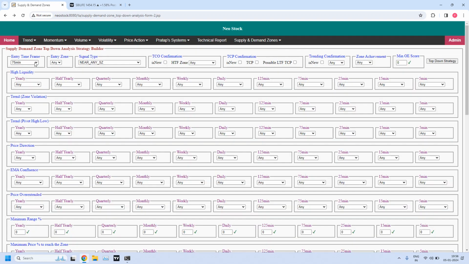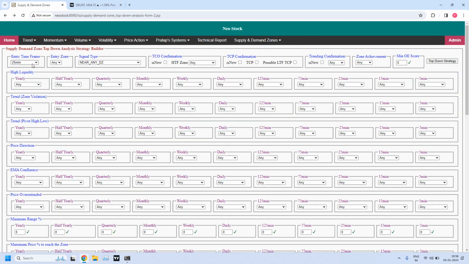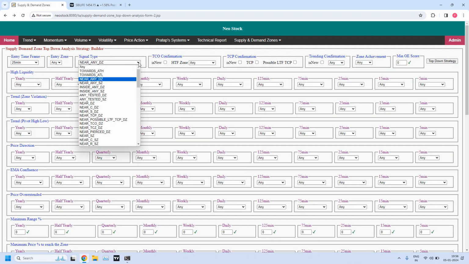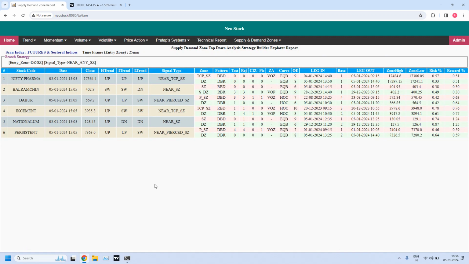So let's go back. Let us change the time frame to 25 minutes time frame. Let us find the stocks near 25 minutes demand zone. So these 8 stocks are filtered. Let's go back. For 25 minutes time frame, let us find the stocks near 25 minutes supply zone. So 6 stocks are filtered.